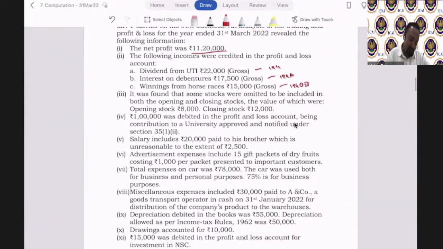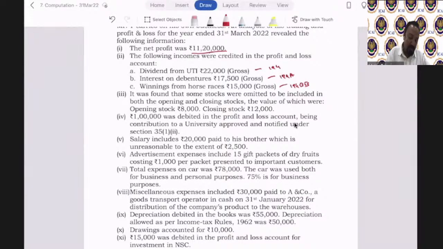It was found that some stocks were omitted, so there is an adjustment to closing stock. There is also a difference in opening stock. Opening stock needs to be adjusted by 8,000. Closing stock needs to be adjusted by 12,000. Just go back to your 12th standard accounting and remember which side is opening stock and which side is closing stock. Closing stock is like your sales. Opening stock is like your purchase.